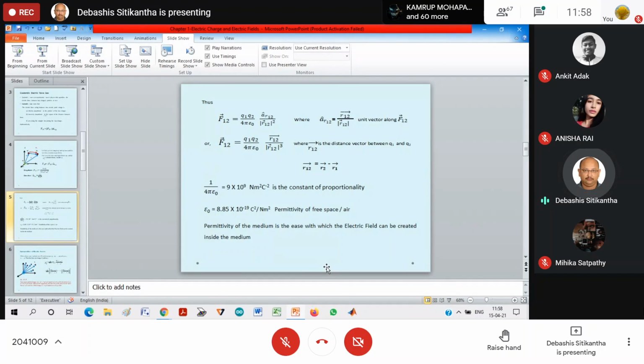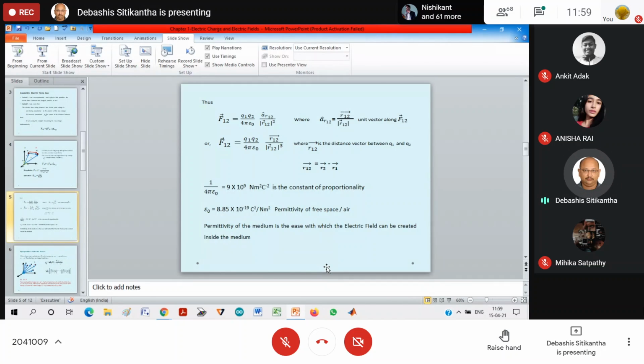Now what is permittivity? The permittivity of a medium is the ease with which the electric field can be created inside the medium. Or in other words, we can say permittivity of the medium is the ease with which the electric field lines can pass through the medium. So how easily the medium is going to allow the electric field lines to pass through it is known as permittivity. Very simple thing.